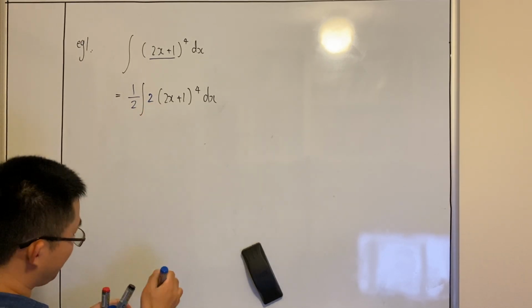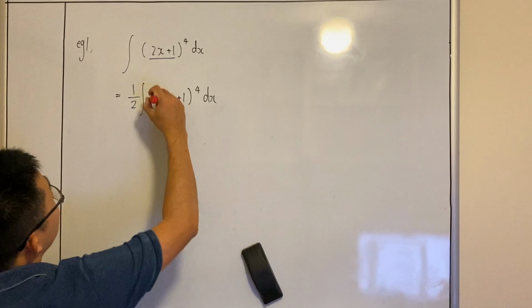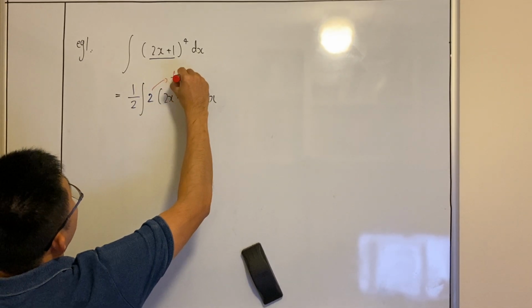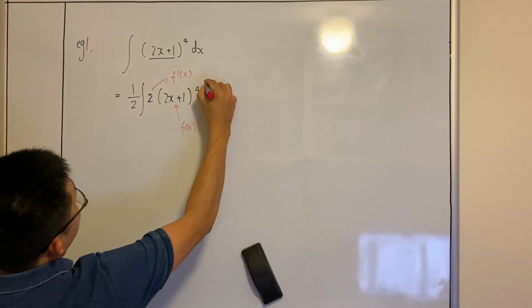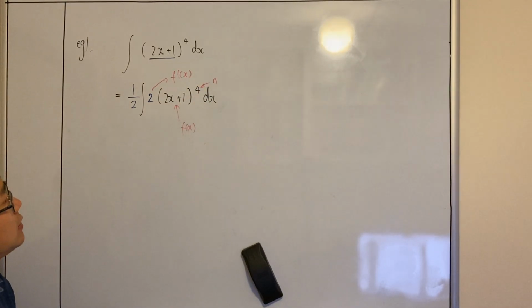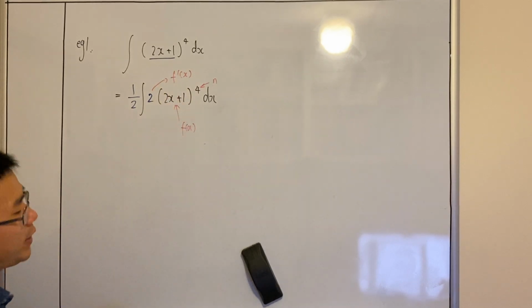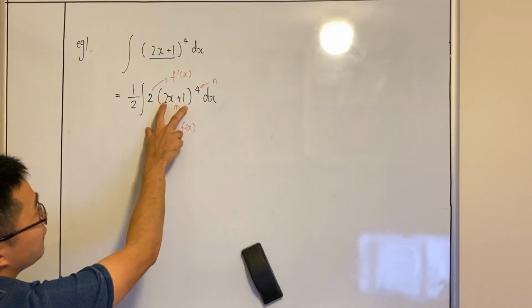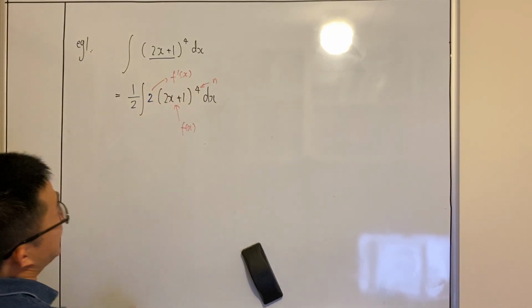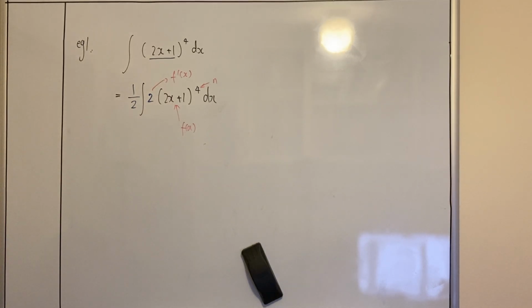Let me just label this one for you. That's f dash x, and this one is fx, and that number here is n. So you have the correct form for the formula. You have f dash x in the front, you have fx in the bracket, you have n on top. That's how you do it. Once you finish that, you can start to integrate.